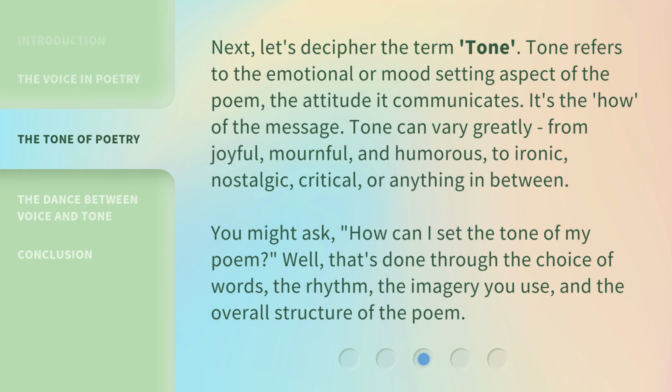Next, let's decipher the term tone. Tone refers to the emotional or mood-setting aspect of the poem, the attitude it communicates. It's the how of the message. Tone can vary greatly, from joyful, mournful, and humorous, to ironic, nostalgic, critical, or anything in between. You might ask, how can I set the tone of my poem? Well, that's done through the choice of words, the rhythm, the imagery you use, and the overall structure of the poem.